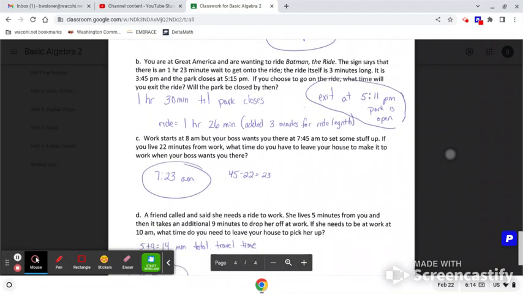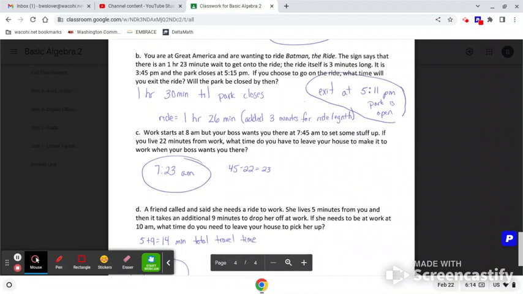Letter B is talking about Great America. You want to ride Batman, the ride. The sign says it's an hour, 23-minute wait. The ride's 3 minutes. It's 3:45 and the park closes at 5:15. If you choose to go on the ride, what time will you exit the ride and will the park be closed? So there is 1 hour and 30 minutes until the park closes.